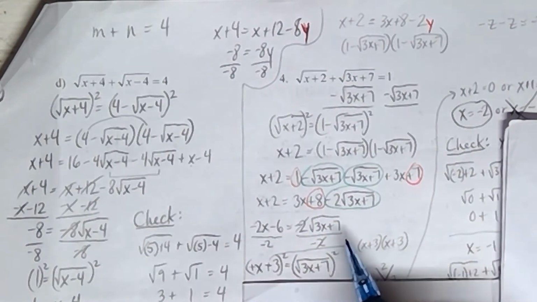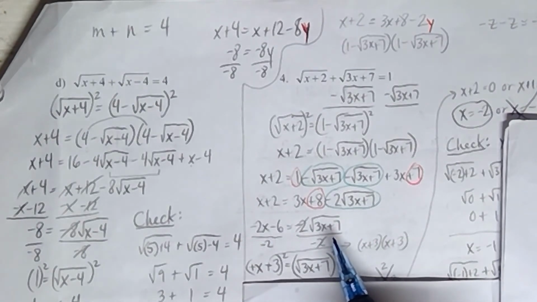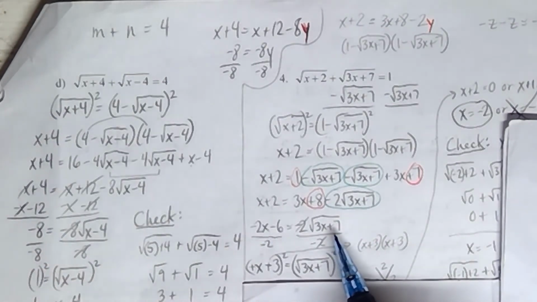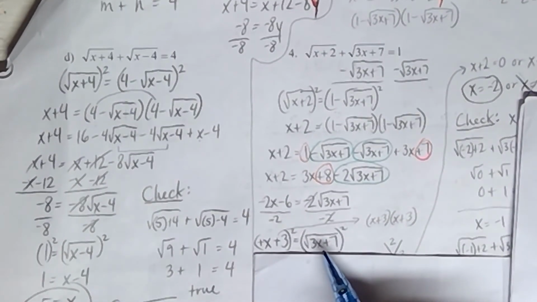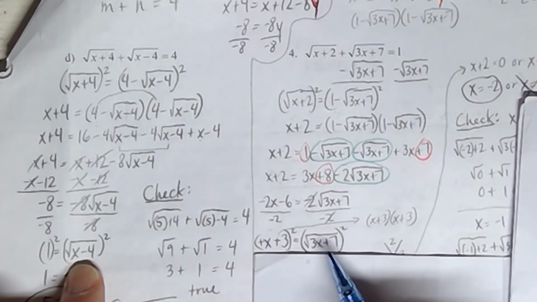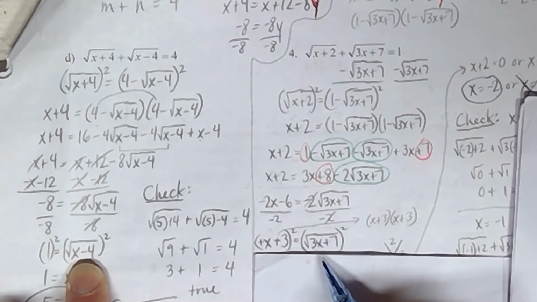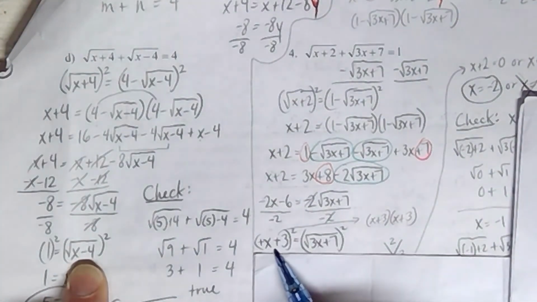Now that you've got the radical term, or not just the radical term, but the radical itself, by itself, now you can square both sides again, just like when I got the x minus 4 by itself over here. I square both sides again. This is going to be a little bit tougher this time because I don't just have some single number over here. This time I got x plus 3.